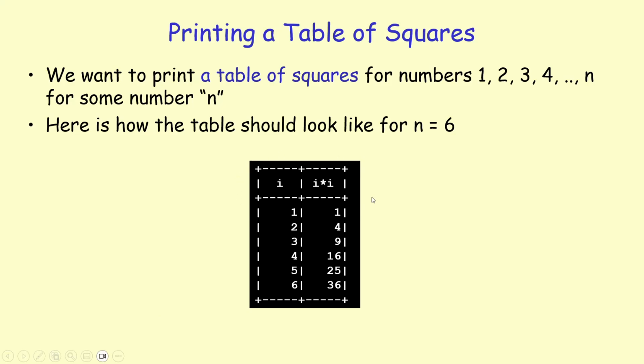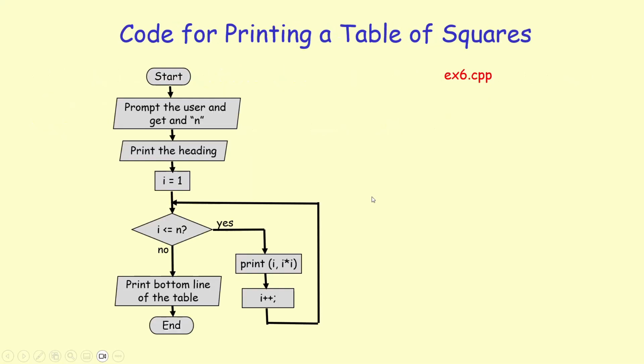We have to print that before the loop starts, right? And then we initialize the value of I to be 1, and it's going to continue executing as long as it's less than or equal to n. Here is the body of the while loop. Somehow we should print I and I times I, right? So we need to write a printf statement with the proper format, and then increment the loop counter, and then come back. And when we're done, we should print the bottom line of the table.